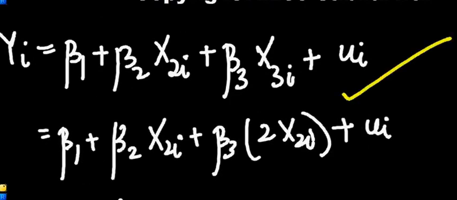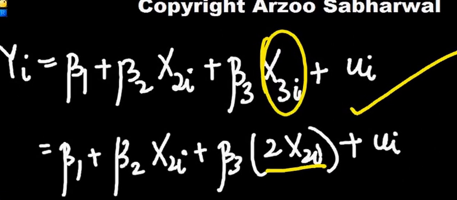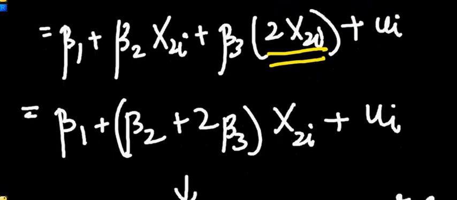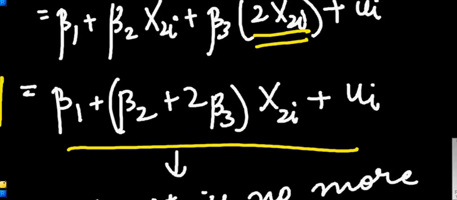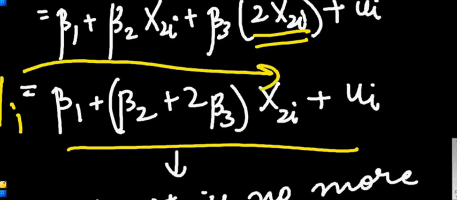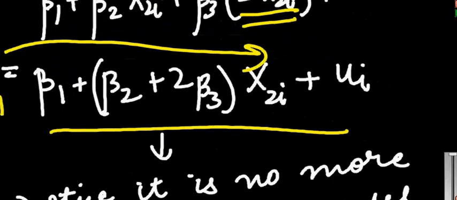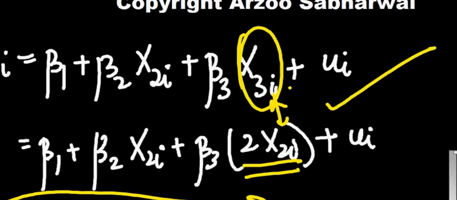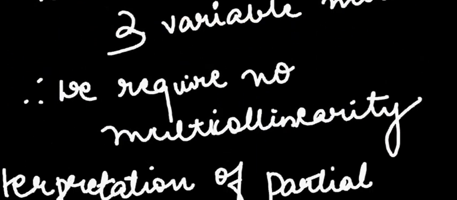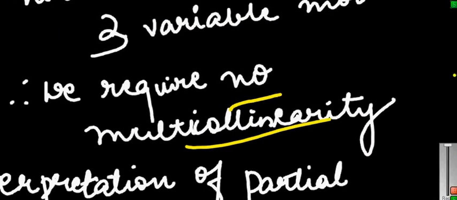I have this, instead of x3i, I would write twice of x2i, and I keep on solving this and I get this. If you notice now, I just have yi as a function of x2i and x3i is gone. So the multiple linear regression model actually turns out to be a 2 variable regression model. It's no more multilinear. Therefore, if this multicollinearity actually exists, I am in trouble. So this assumption of no multicollinearity is very important.